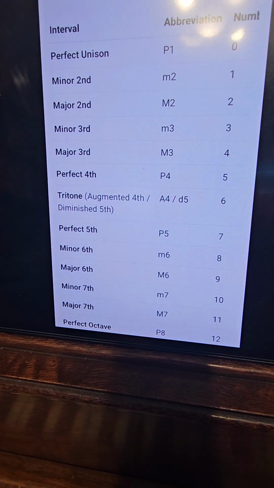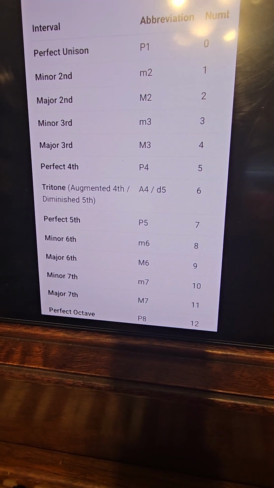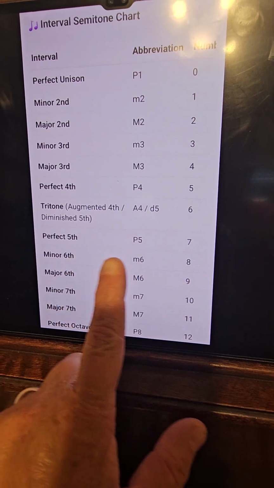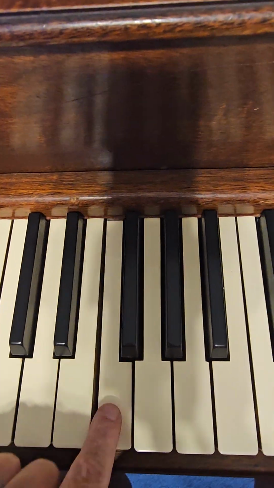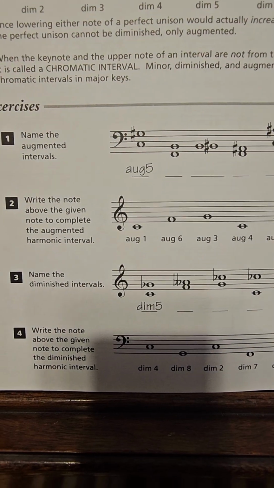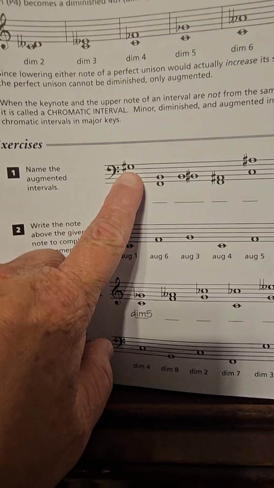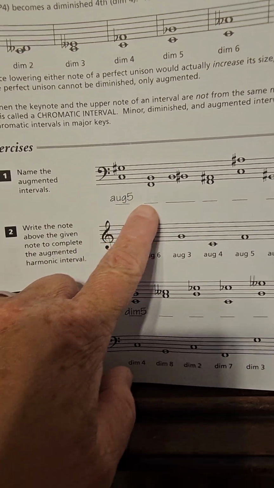Now, we know it's a fifth because there are 7 semitones. A perfect fifth has 7. 1, 2, 3, 4, 5, 6, 7. And we raised up this one, so it's an augmented fifth.